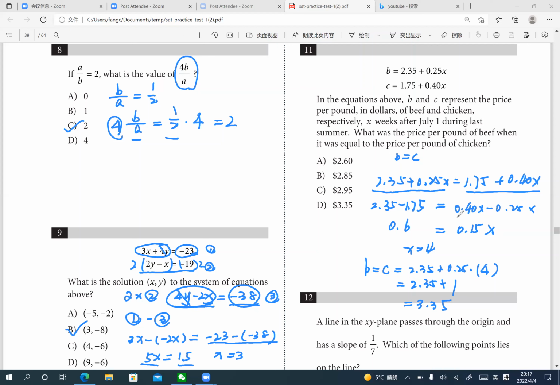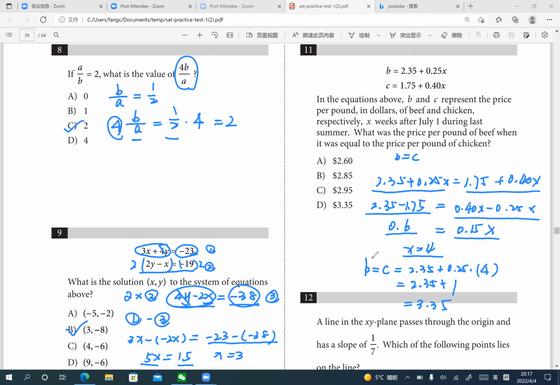On the right side we have 0.40x minus 0.25x, which is 0.15x. And on the left side, 2.35 minus 1.75. We get 0.6. So x is equal to 4.